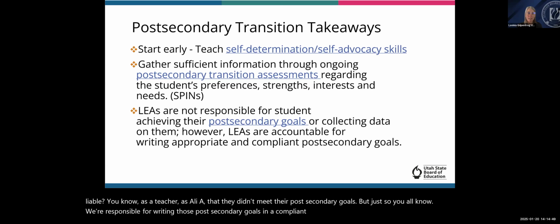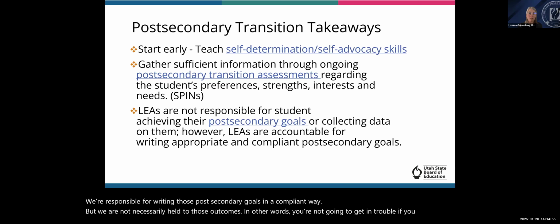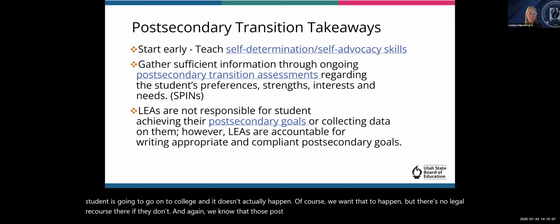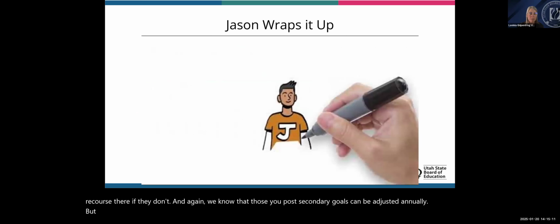So in other words, you're not going to get in trouble if you write a goal that a student's going to go on to college and it doesn't actually happen. Of course, we want that to happen, but there's no legal recourse if they don't. And again, we know that those post-secondary goals can be adjusted annually. But I just wanted to throw that out there so everyone knows. Okay, so we'll watch Jason's wrap up.